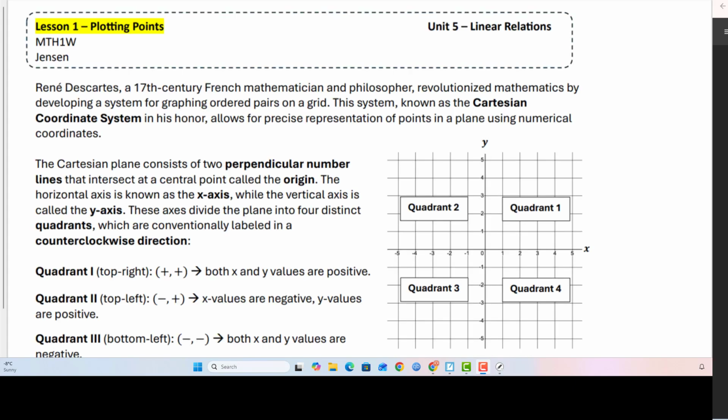Hello everyone. Today we will be learning about Unit 5, Lesson 1, Plotting Points. So let's get into this.